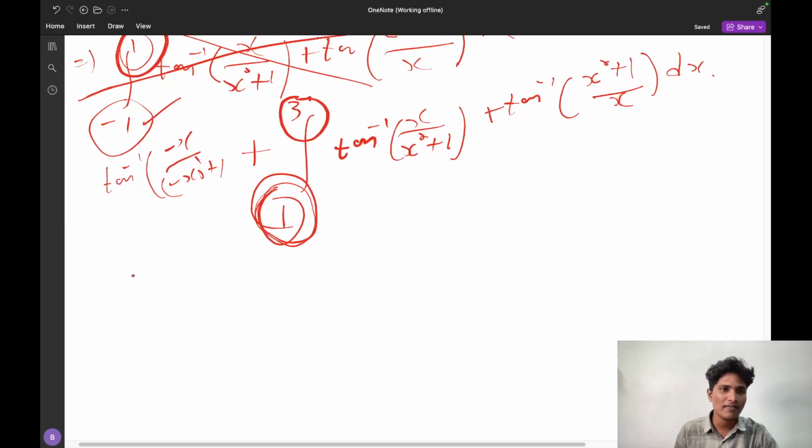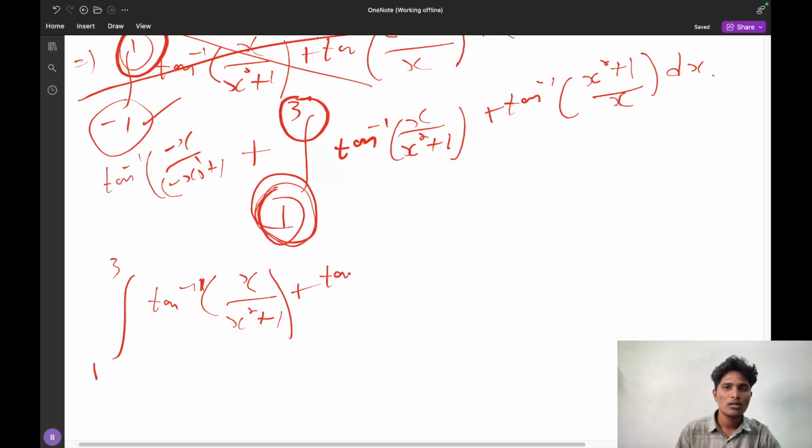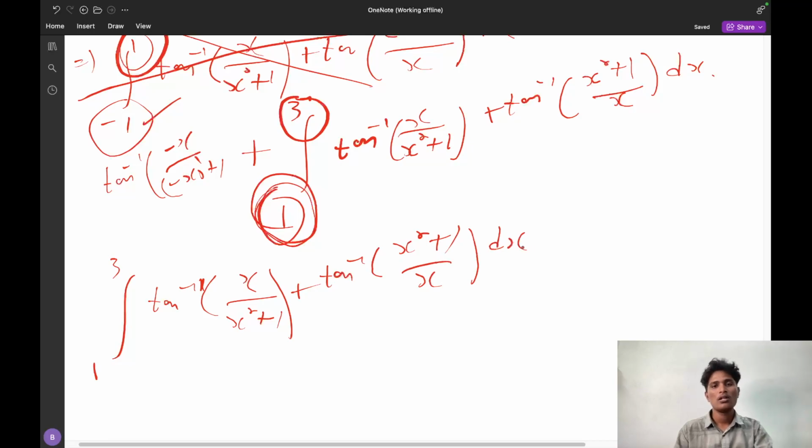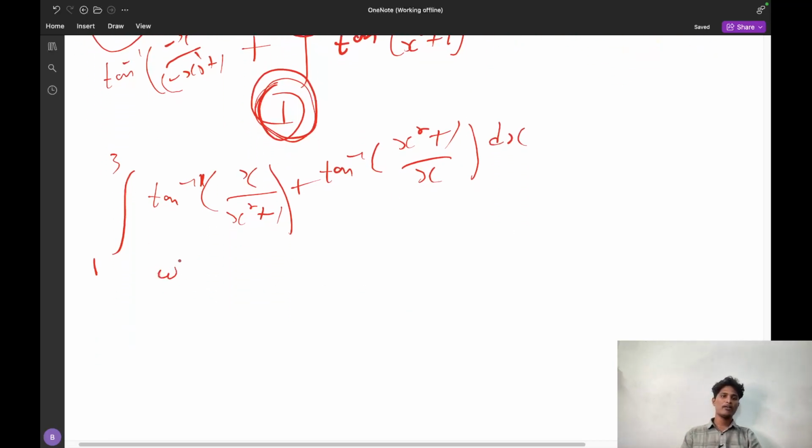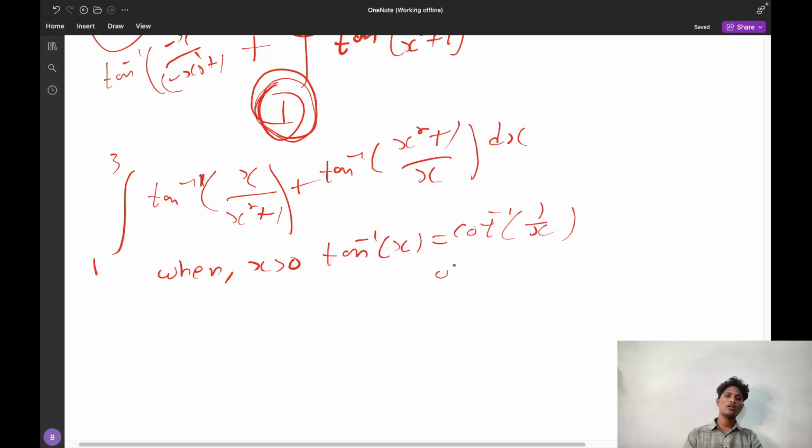So what is the answer left? That is the integral from 1 to 3 of tan inverse of x divided by x square plus 1 plus tan inverse of (x square plus 1) divided by x, dx. If you observe carefully, we know one property: when x is greater than 0, tan inverse of x can be written as cot inverse of 1 by x, or cot inverse of 1 by x can be written as tan inverse x. These properties you already know.